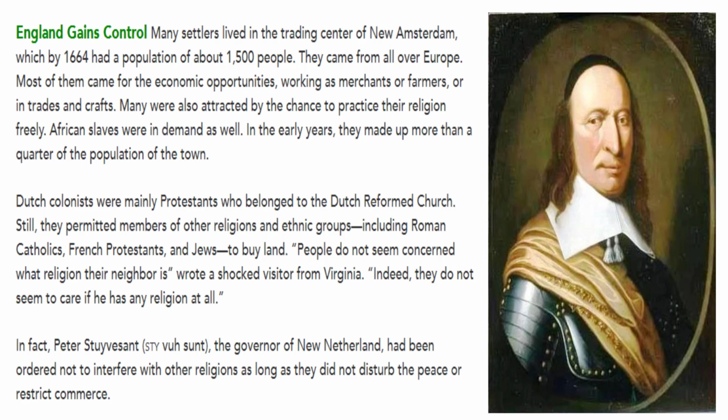Question number 7. What were 2 reasons why many different Europeans were coming to New Amsterdam by 1664? Number 1, most of them were coming for economic opportunities. Number 2, the other main reason is they were coming to practice the religion freely. So the freedom of religion and economic opportunities.